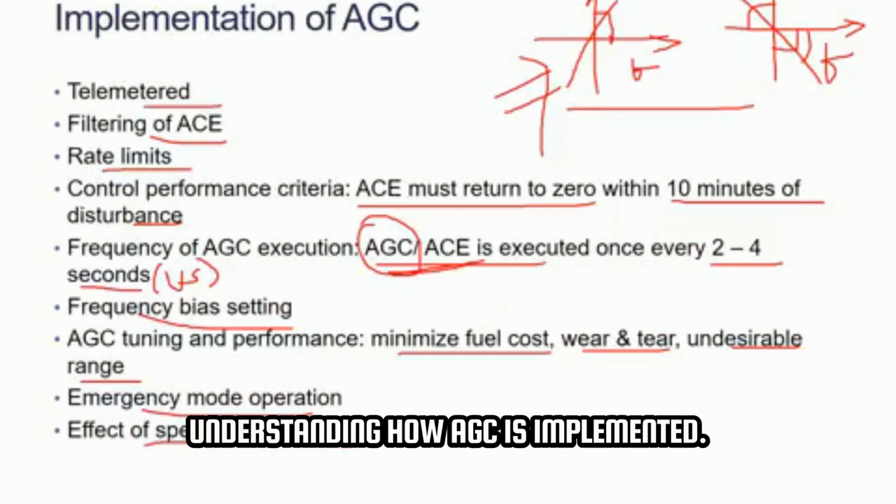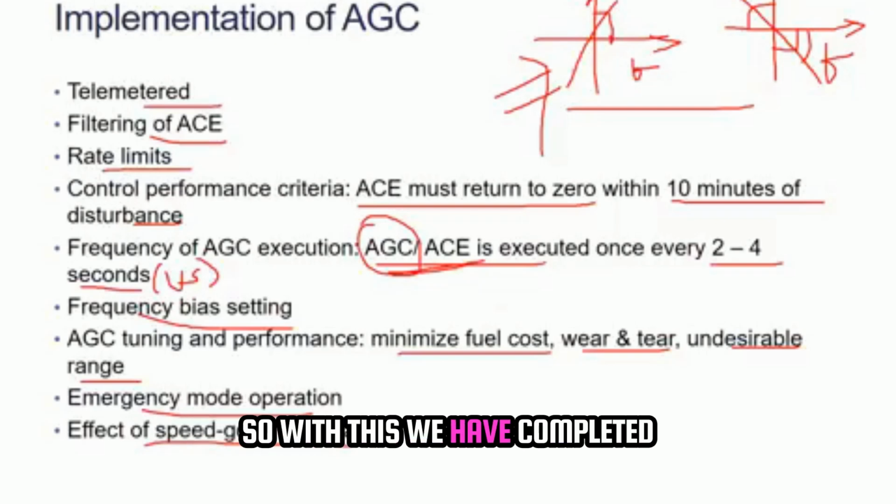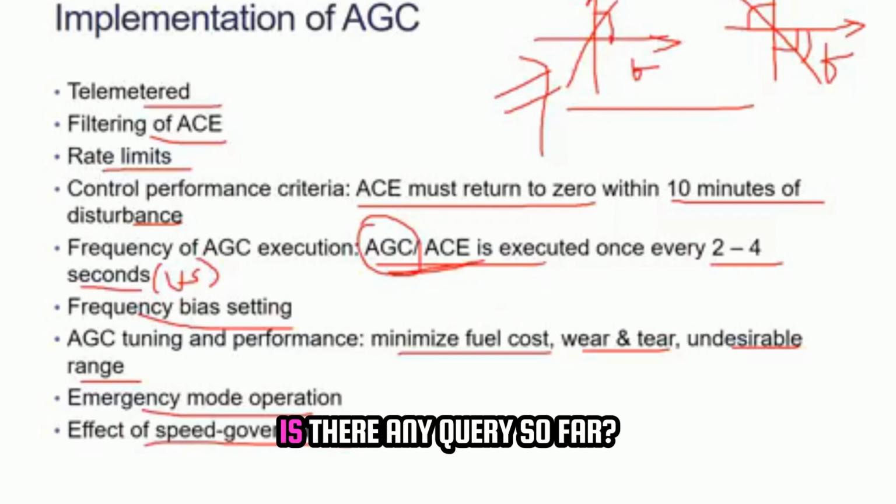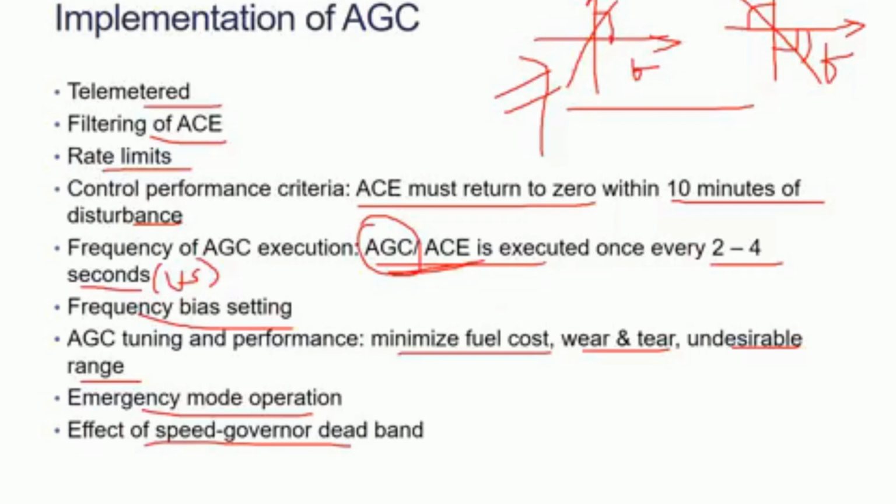So this is the quick understanding of how AGC is implemented. With this we have completed the control of active power part. Now I'm going to start the reactive power part. Is there any query so far?